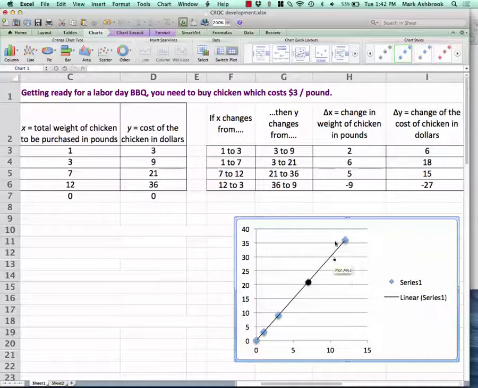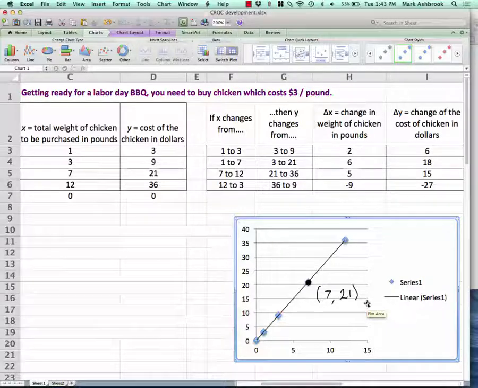Sorry, 7. So she said that point means that when the weight is 7, the cost is about 21? No, it's actually this right here. So it's not about; we got an exact point here. When the weight is 7, the cost is 21. That's what that point means. And that line represents a zillion points, just like that, of the amount of chicken and the cost.